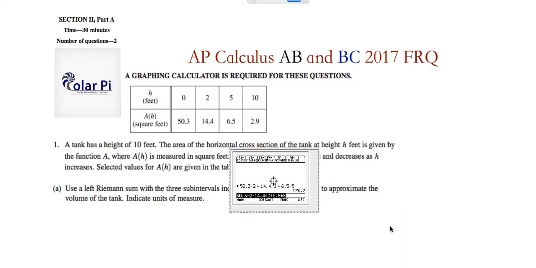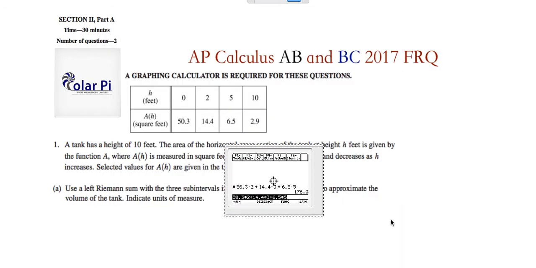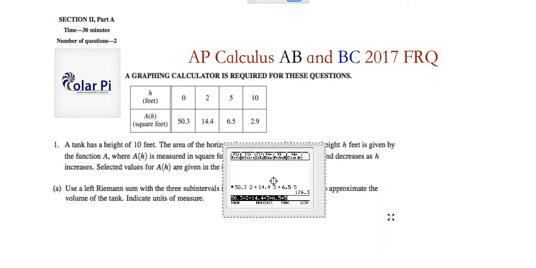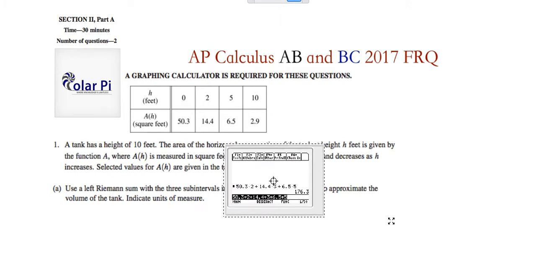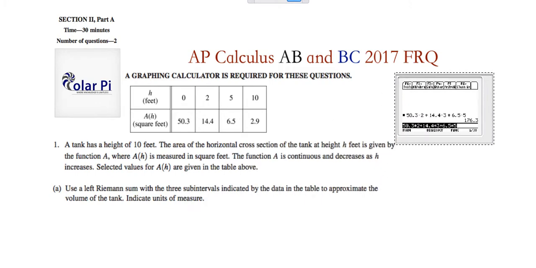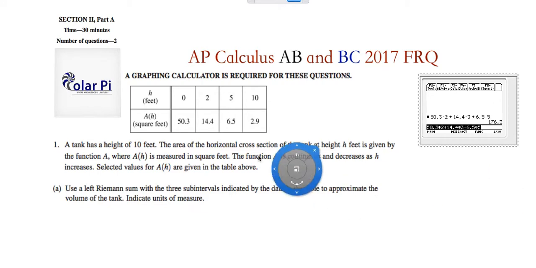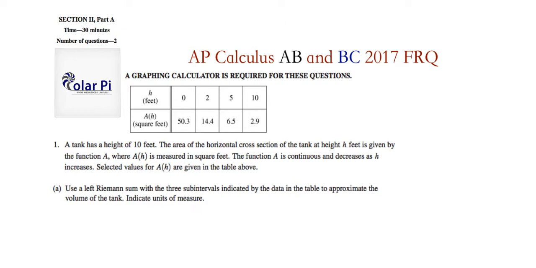The rest of the calculation should be pretty obvious, and I'm not going to bring up my calculator. I have already created about 10 videos on how to use a TI-89, so I'm not going to explain the calculator part much. But if you use your TI-89 and do the math, you don't need to know anything special except multiplication and addition. Then you get 176.3. Okay, that's part A.